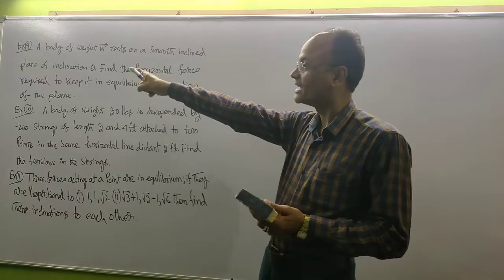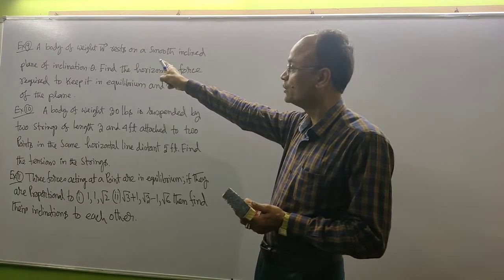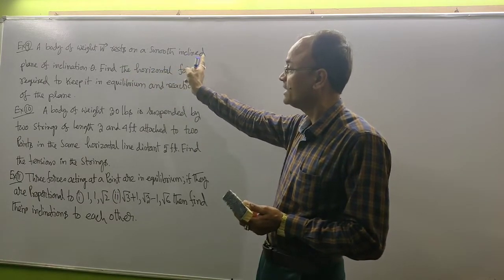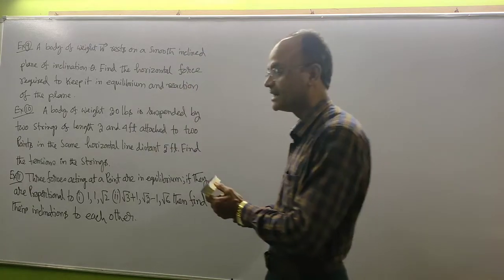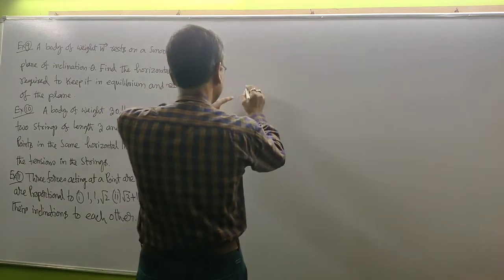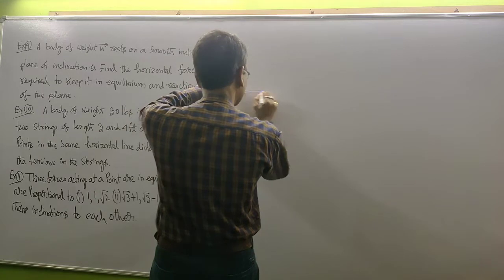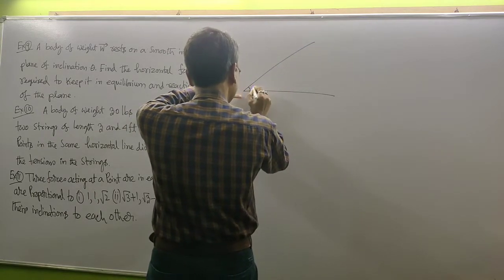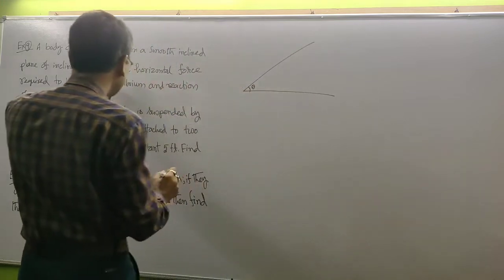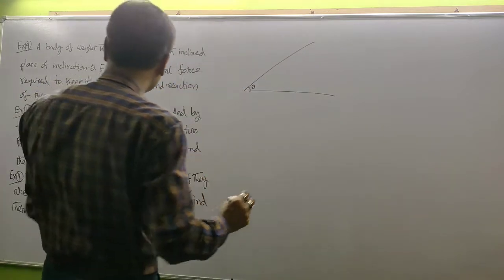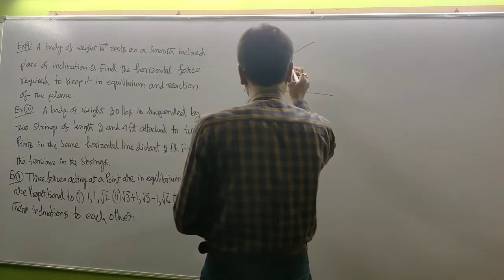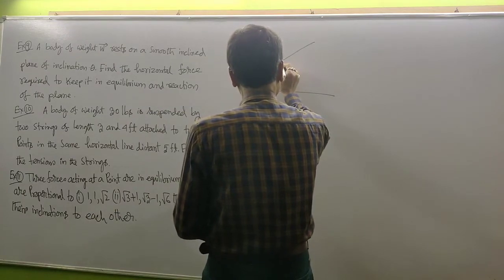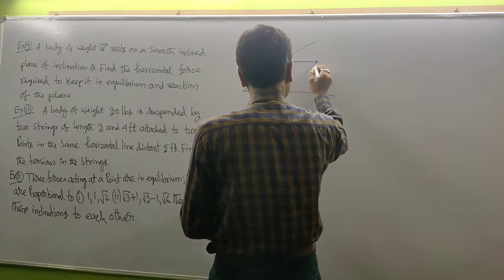See question number 9. A body of weight W rests on a smooth inclined plane of inclination theta. Suppose this is horizontal. It is an inclined plane, and the inclination is theta. Find the horizontal force required to keep the body in equilibrium.